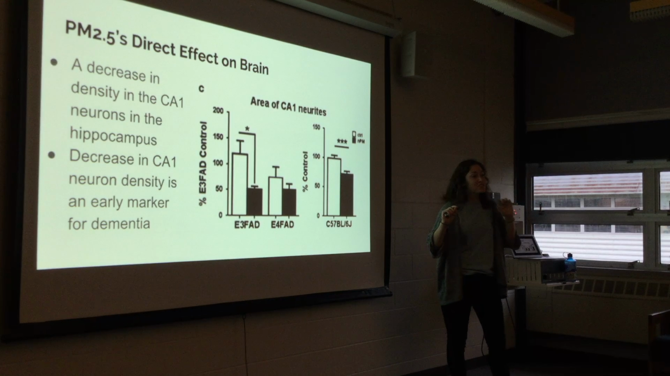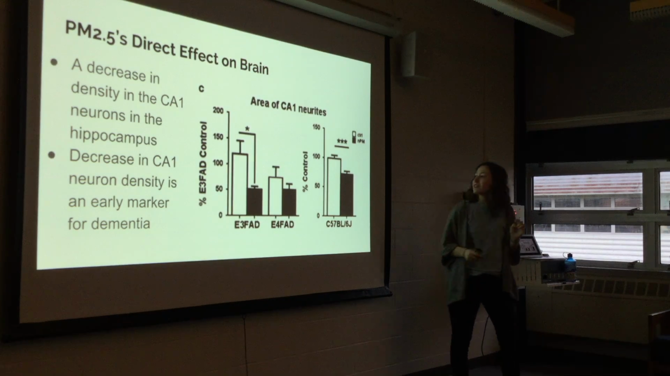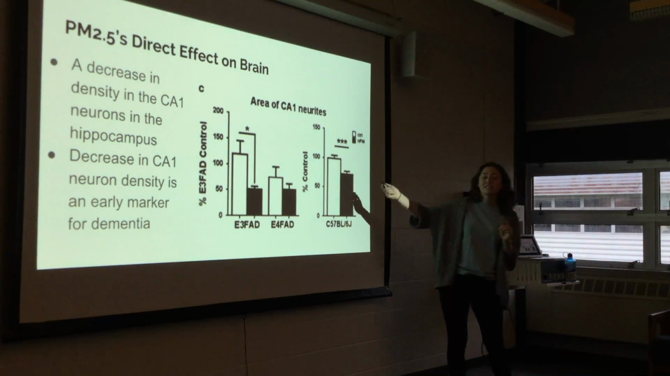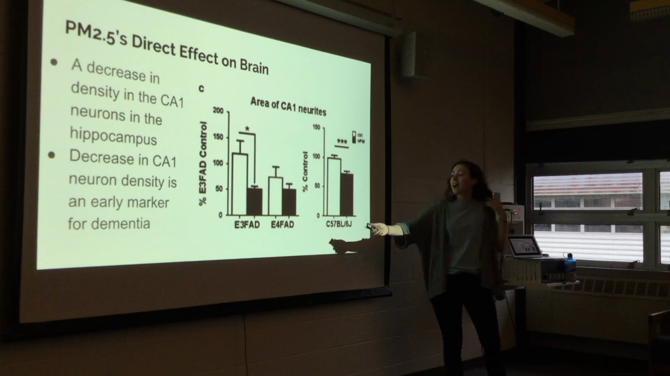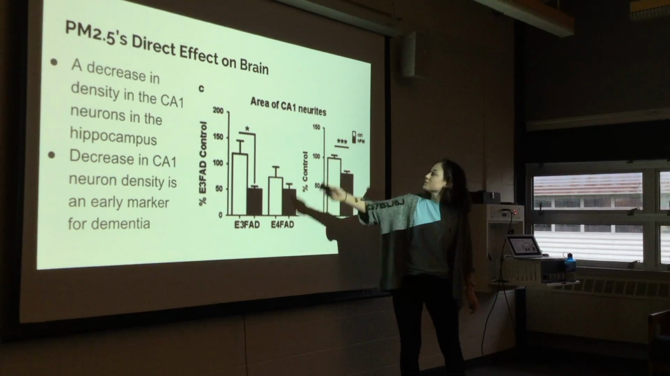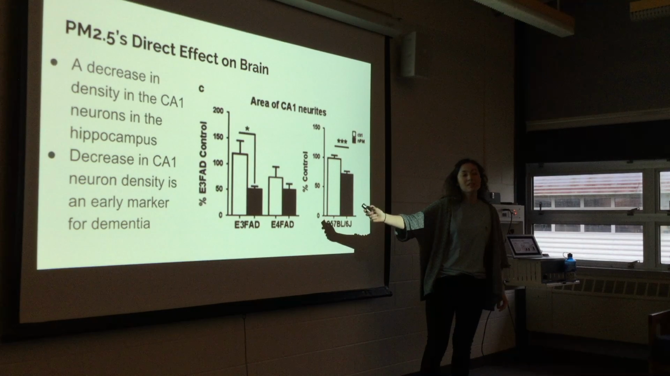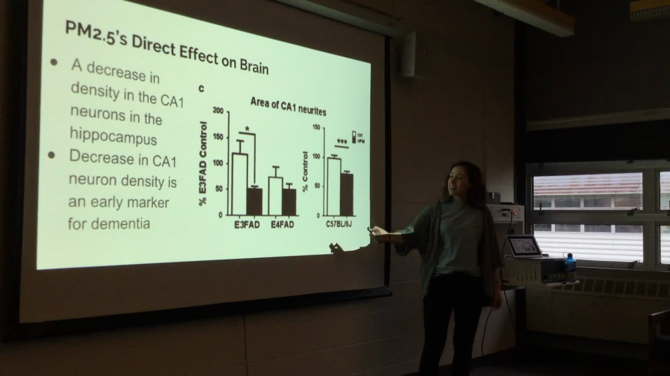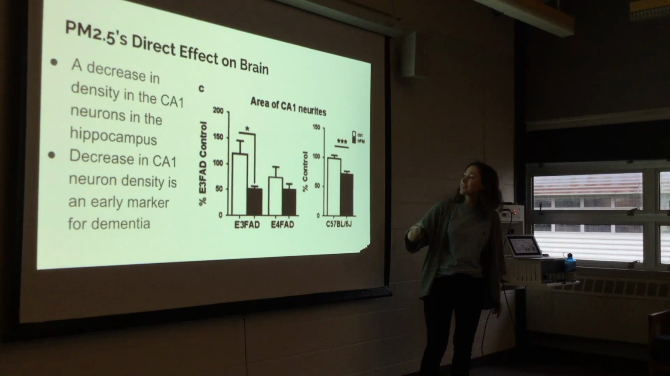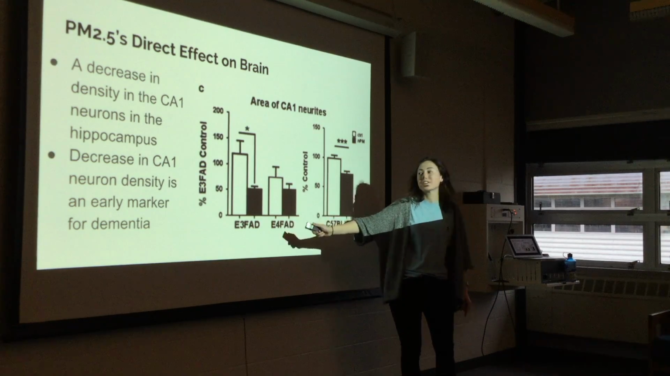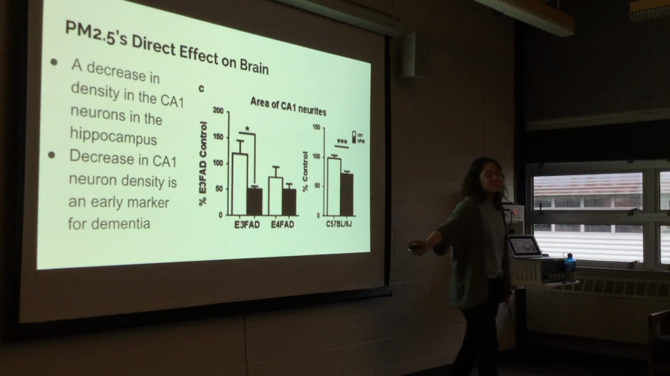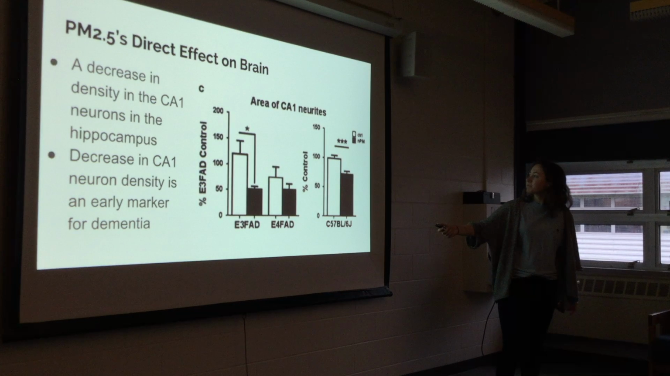And they showed that there's a decrease in density in the CA1 neurons. So this is showing the area of the CA1 neurons, and it's showing how there's a decrease. You can see between the control and the mice that were exposed to the particulate matter, there's a decrease in the CA1 neurites. So that means that this is an early marker of dementia.